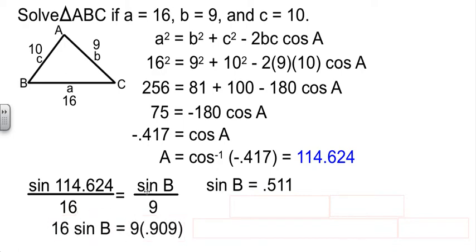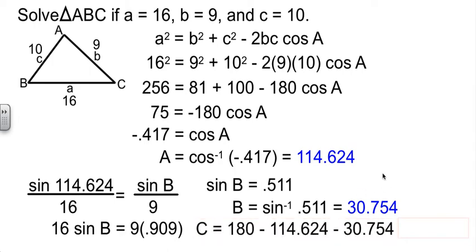So I'm going to cross multiply. 16 times that equals 9 times sine of that. Divide by the 16, so I find out sine B is 0.511. So I'm going to do the inverse to find out that angle B is 30.7 and change, 30 3/4. Now if I subtract those away from 180, I find out that C is 34.6 and change. Now I have all the information I needed.